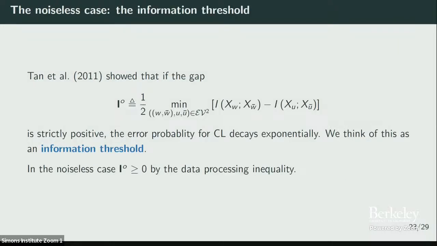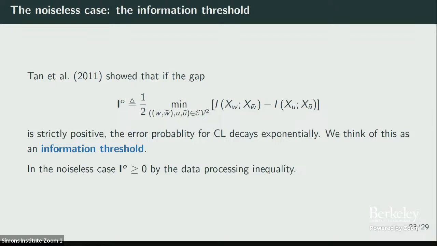If you rearrange this, in the noiseless case you can look over all paths and try to find the minimum gap between the mutual information on a link, the weakest link if you like, and the endpoints. If this gap is strictly positive in the noiseless case, then the error probability for the Chow-Liu algorithm decays exponentially. This is a result from Tan et al. We interpreted this as an information threshold and asked whether the noisy case is the same situation. In the noiseless case this quantity is always positive because of the data processing inequality.